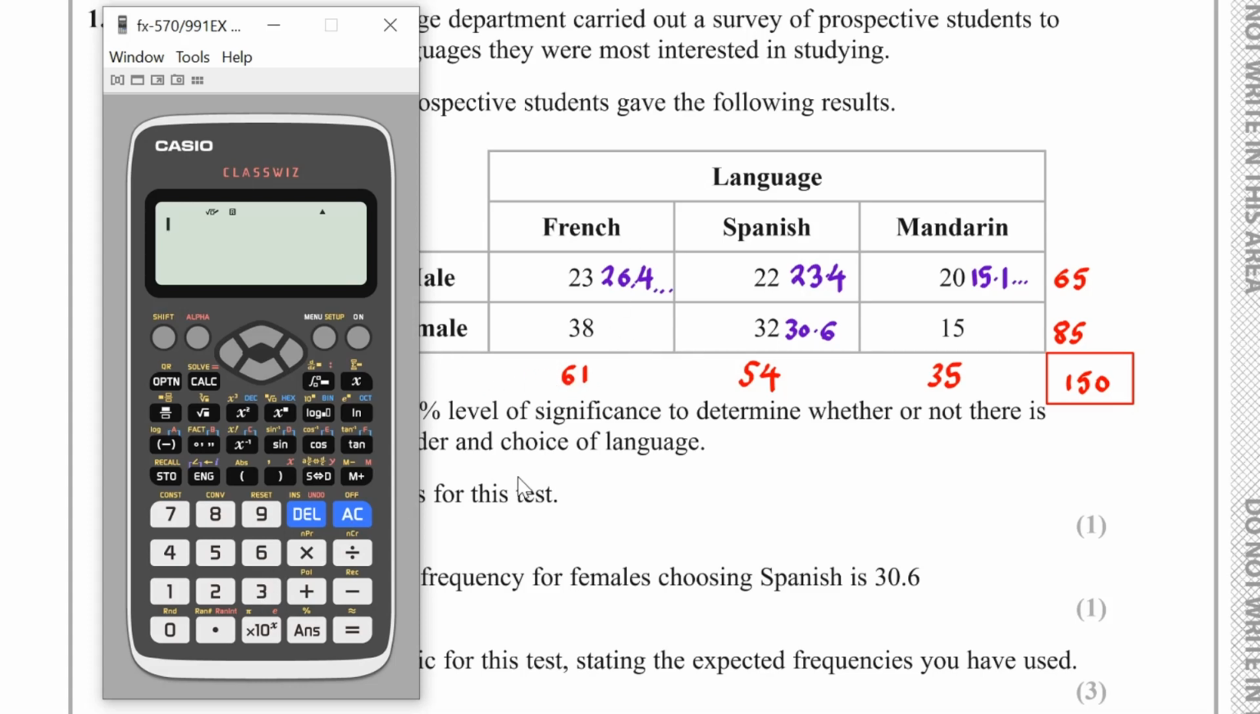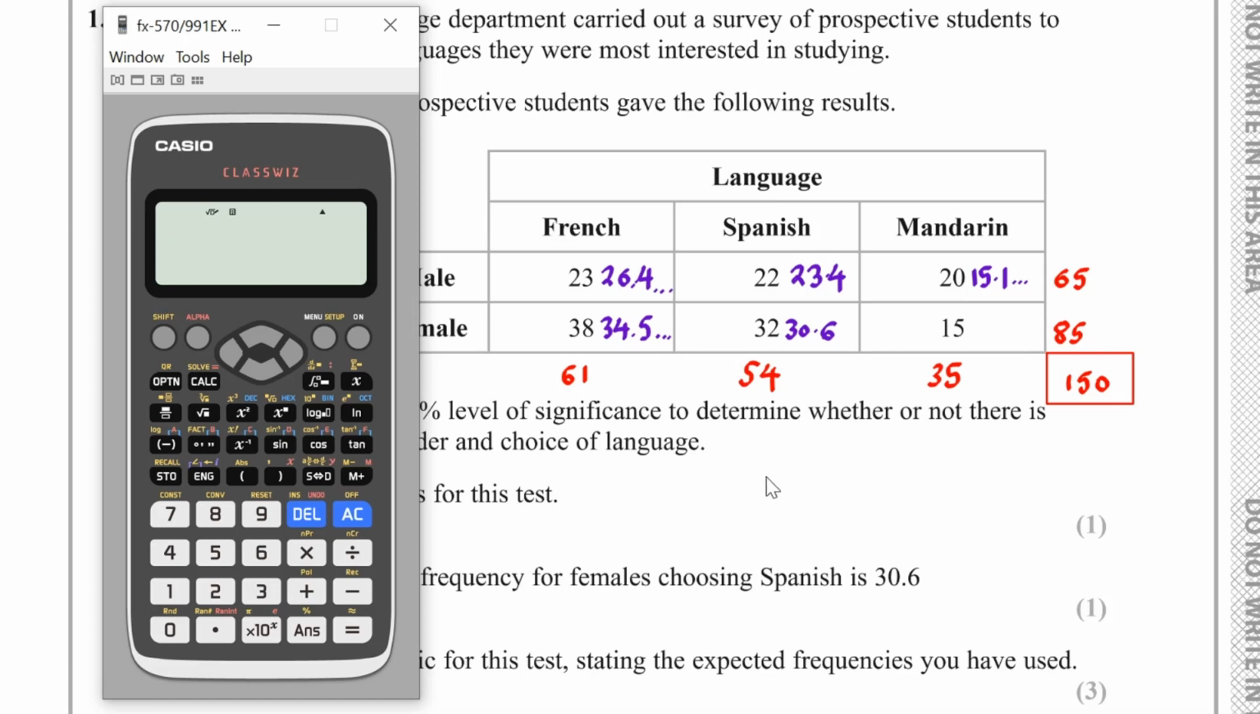For female French, we have 61 times 85 divided by 150, which is 34.5, etc. So we'll store that into D. Next, we have female Spanish. We've already worked that out, but let's just store that into our calculator. So let's store this into E.